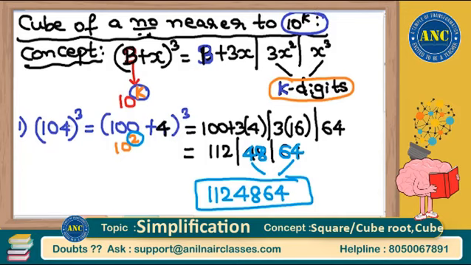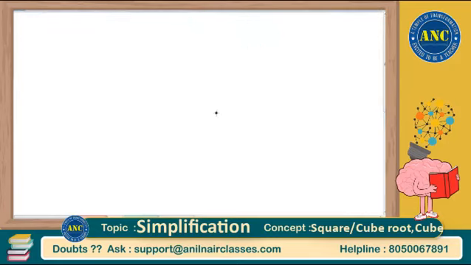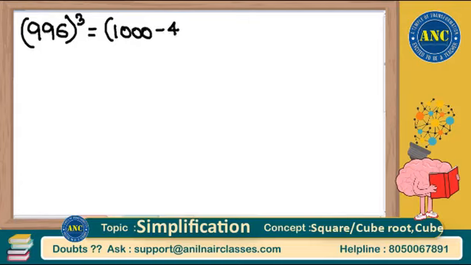The numbers nearer to 100 are not 104 only. It can be less than 100 also. The number can be less than 1000 also, right? Let us take numbers which are less than 100 or 1000. Now see here, sir. Suppose for example, I will take 996 whole cube. 996 whole cube is (1000 minus 4) whole cube. b value is 1000. Let me write the notation for you again.